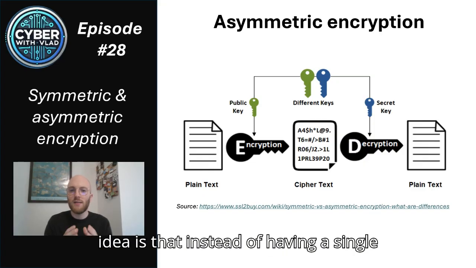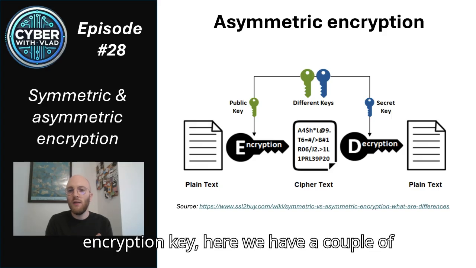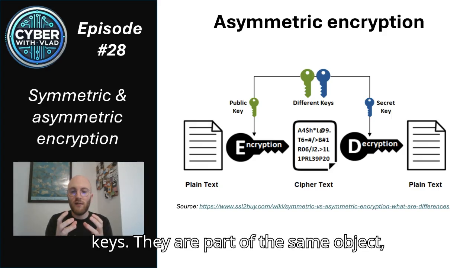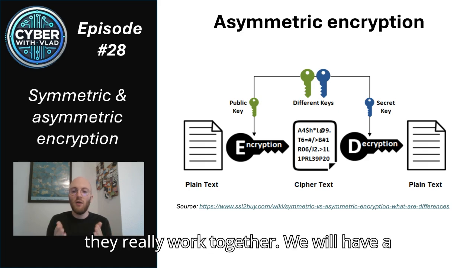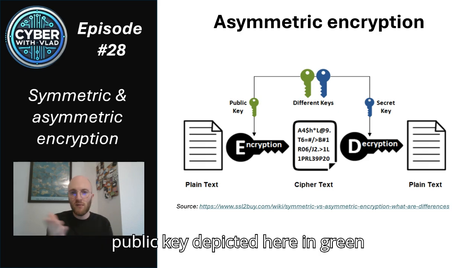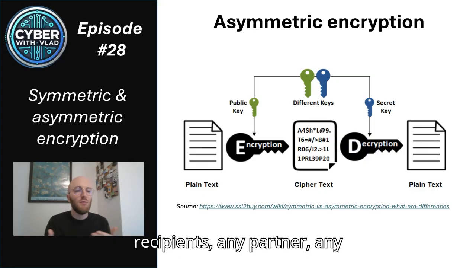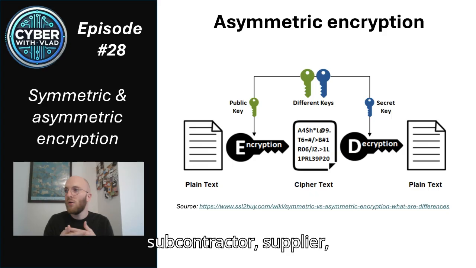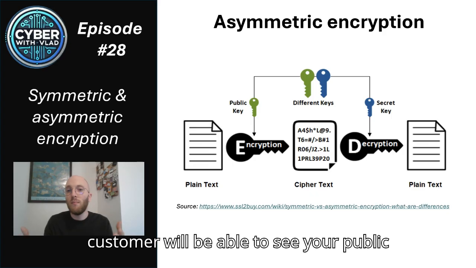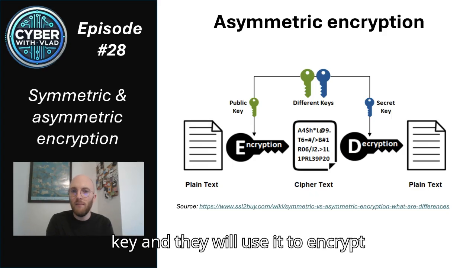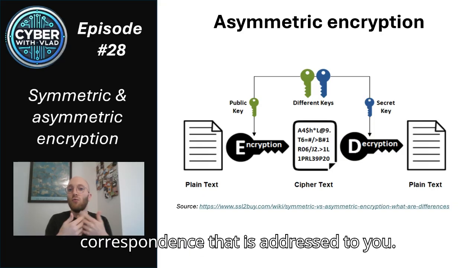The idea is that instead of having a single encryption key, here we have a couple of keys. They are part of the same object, they really work together. We will have a public key depicted here in green, and this public key will be shared basically with everyone. So any recipient, any partner, any subcontractor, supplier, customer will be able to see your public key, and they will use it to encrypt correspondence that is addressed to you.